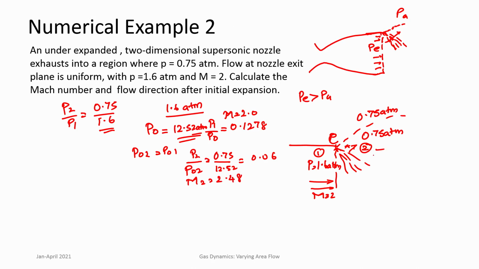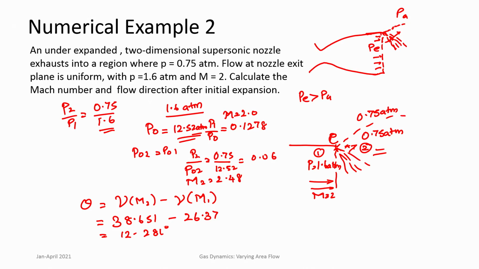So, now we have found out the Mach number at 2. Now we need to know the change in the angle theta. Theta is from Prandtl Meyer expansion relations, nu of M2 minus nu of M1, where nu is the Prandtl Meyer angle, which you can read out from tables or use a calculator. 38.651 minus 26.37 degrees, which is 12.281 degrees.